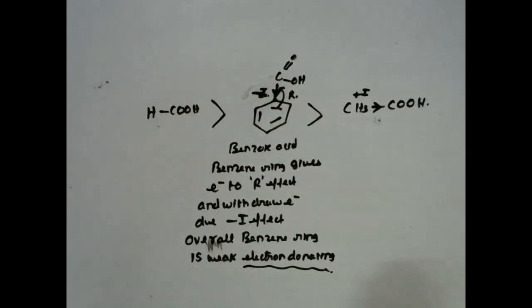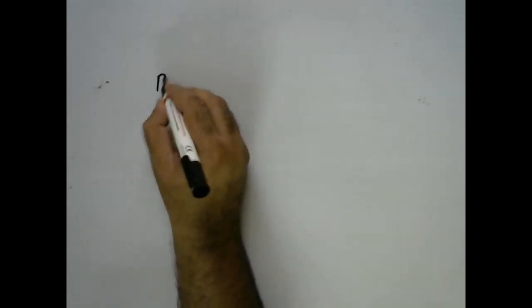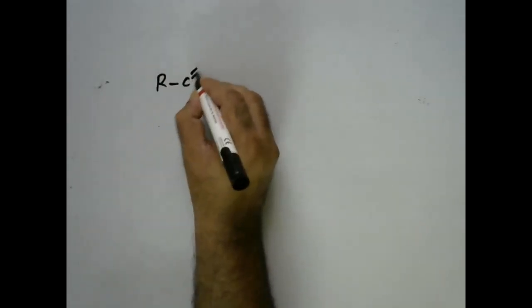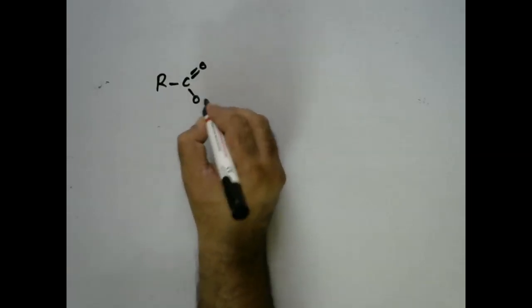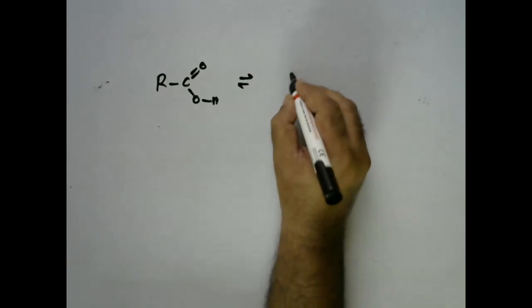Now lastly, let's compare the acidic nature of carboxylic acid and phenol. Let's see out of carboxylic acid and phenol, which is going to be a better acid. Already I have told you carboxylic acid is a stronger acid as compared to phenol, and phenol is more acidic as compared to alcohol.